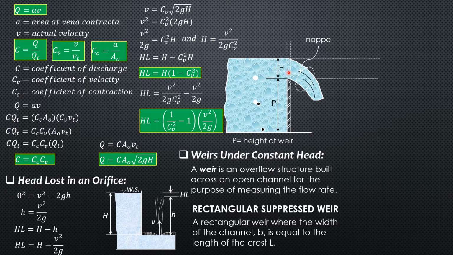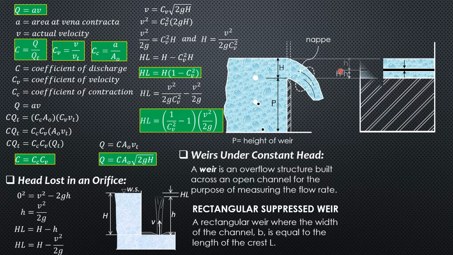If you position yourself here, this would be the front view. Because this is the side of the channel and this is the crest, there will be no contraction. The liquid will just stick on the side of the channel. So no contraction happens. That's why it's called a suppressed weir.